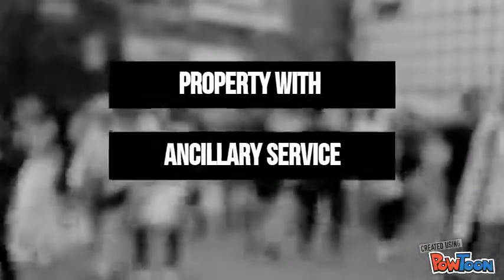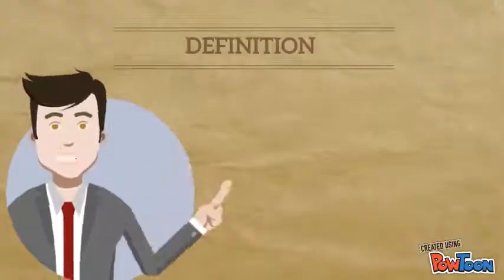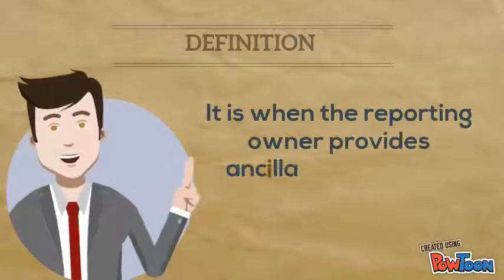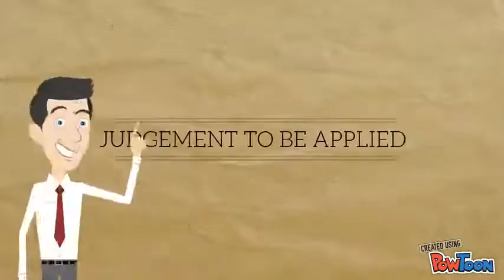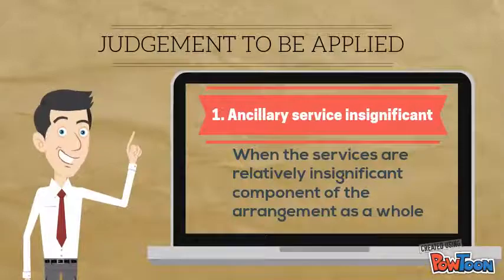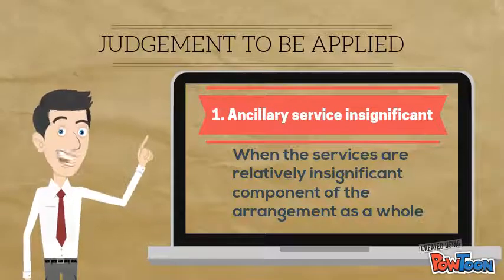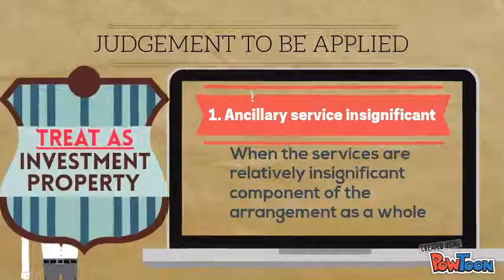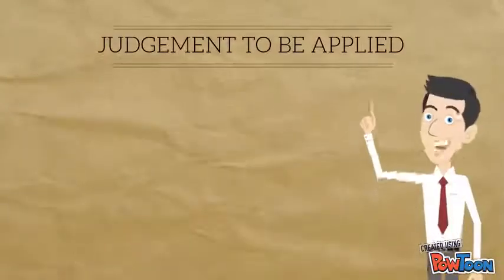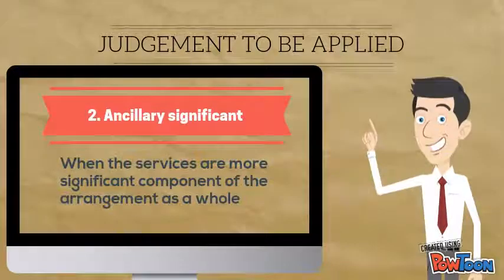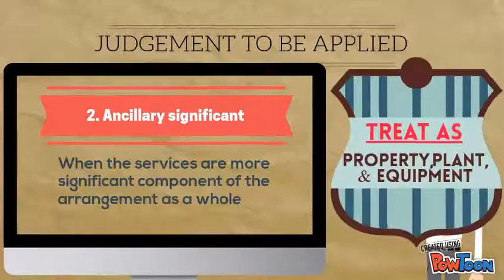Property with ancillary services is when the reporting owner provides ancillary services to the occupants. When the services are a relatively insignificant component of the arrangement as a whole, then we will recognize the asset as investment property. But when the services are a more significant component of the arrangement as a whole, then we will recognize the asset as property, plant and equipment.